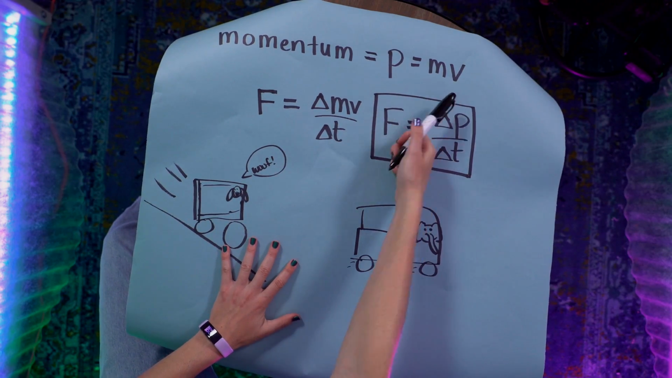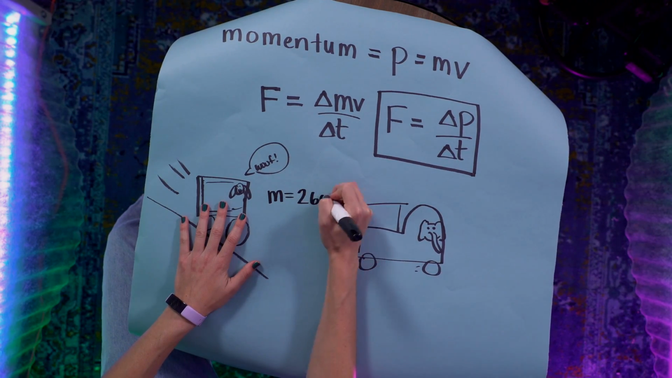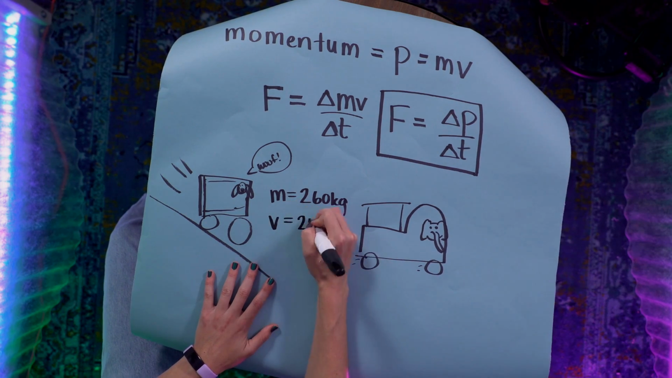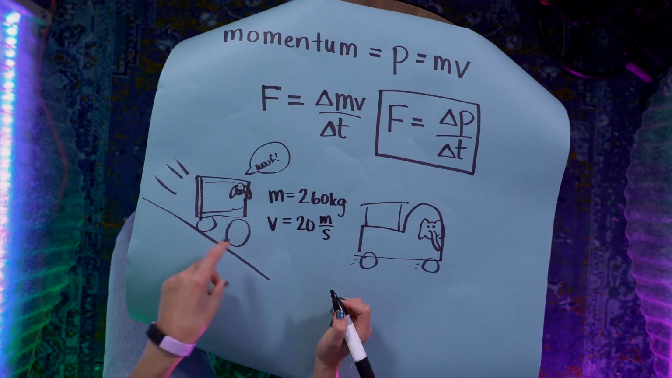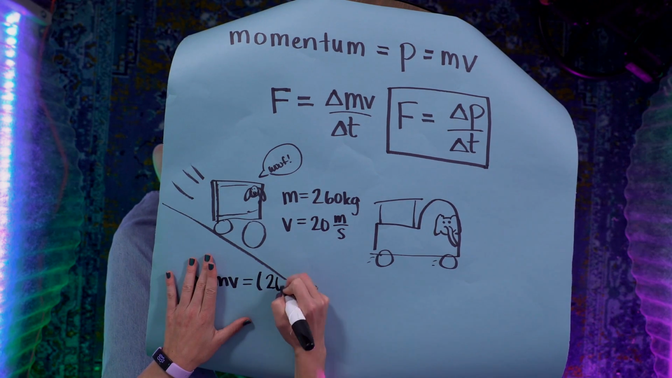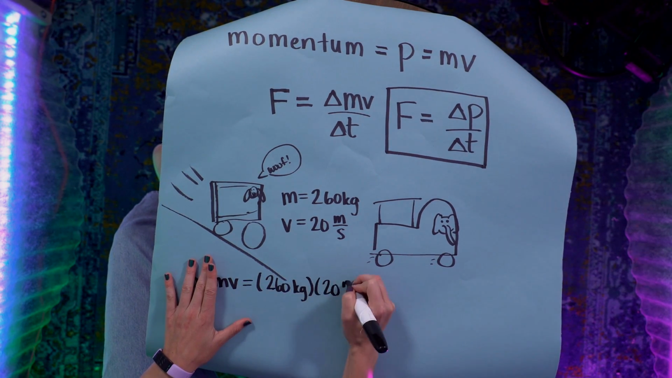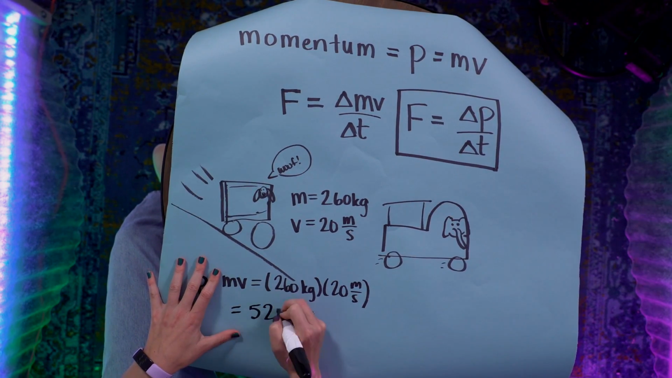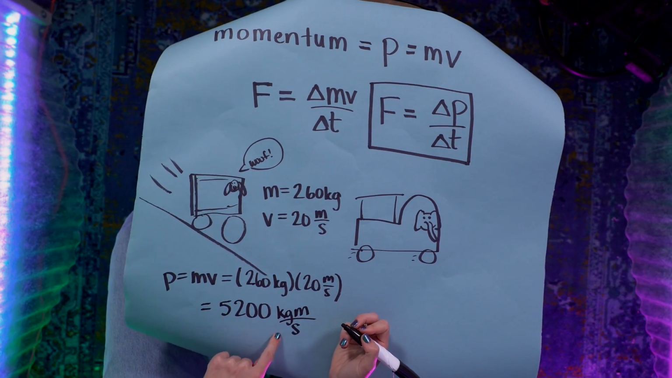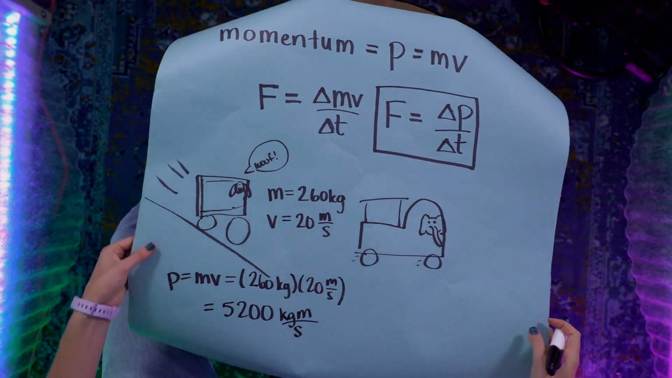So a problem like this is easiest to think about with momentum, so we need what? We need m and v. So let's say the golf cart plus the puppy has a mass of 260 kilograms. And let's say it's flying down the hill at 20 meters a second. So their momentum is their mass times their velocity. So 260 kilograms times 20 meters per second equals 5,200 kilogram meters per second. These are the units of momentum, kilogram meters per second.